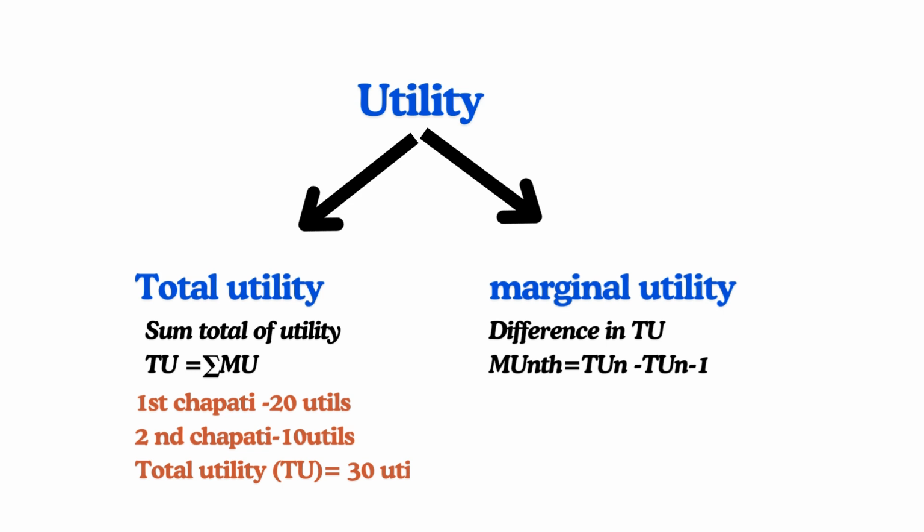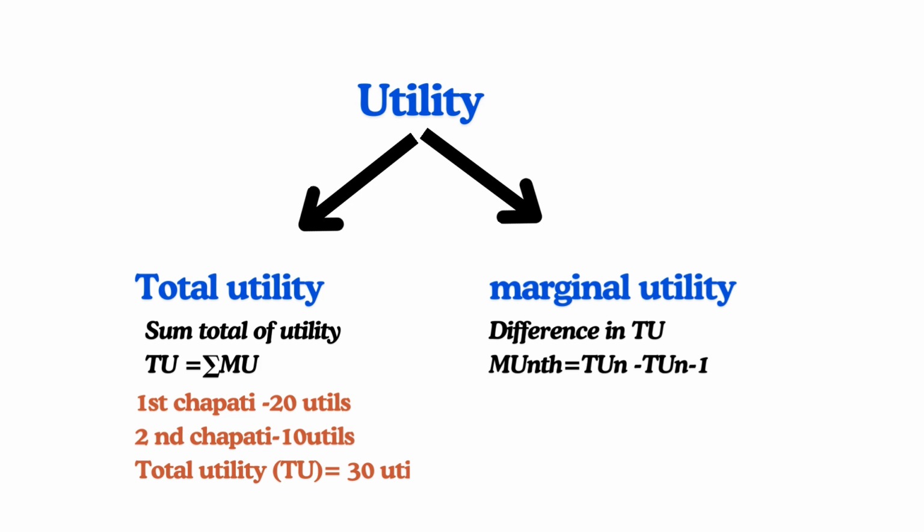Let's see what is marginal utility. Marginal utility is the additional utility on account of consumption of an additional unit of a commodity. In other words, it tells us what is the additional utility when one unit more of a commodity is consumed. In the simplest form, it refers to the difference in total utility. Its formula is MUn equals TUn minus TUn minus 1.